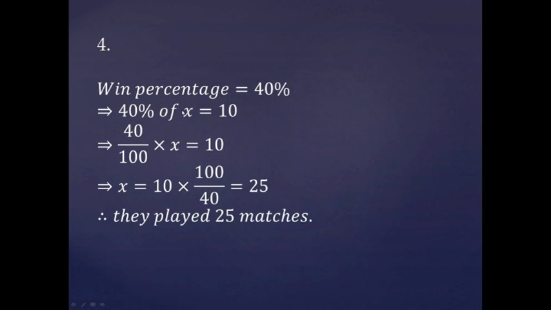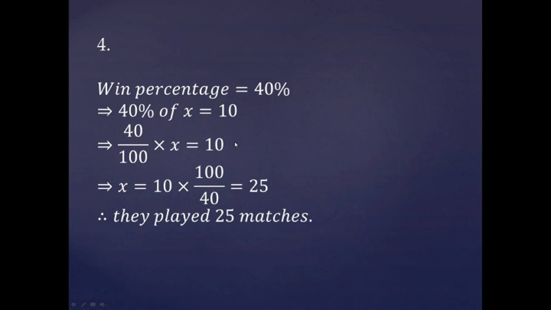So in order to find it out, we'll put x as the number of matches that they have played. So 40% of x equal to 10. That is taken from the question. So 40% means 40 by 100. Of means multiply. Then x equal to 10. Then we need to find out this x. So 10 is already there at the right hand side of the equal to. Then we need to shift this 40 by 100 to the right side.